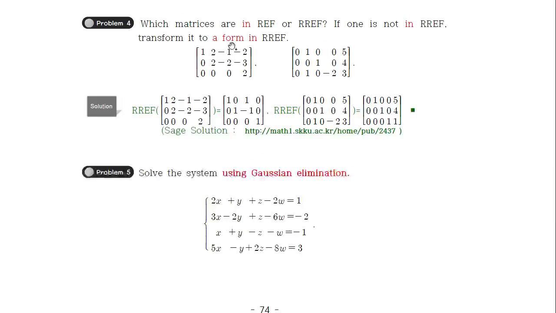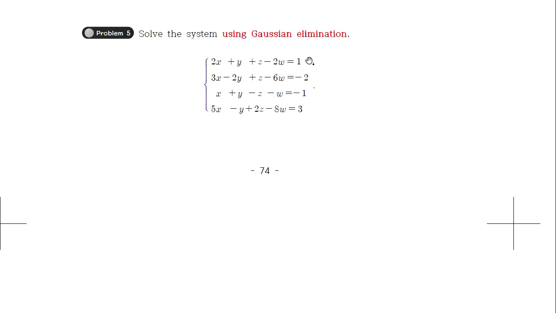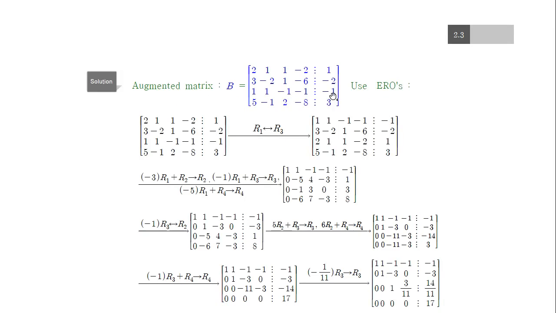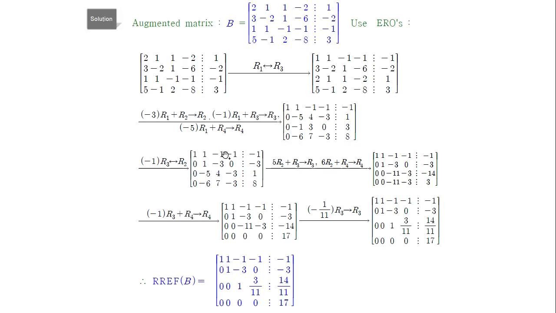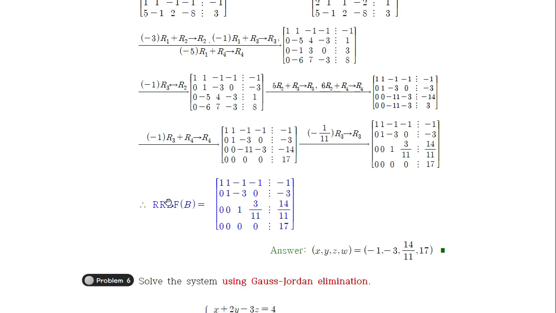Okay, you can find the RREF of this. This is the RREF form of this, and this is the RREF form of this one. Solve this linear system using Gaussian elimination. From here, you make an augmented matrix, then do the elementary row operations, and then you have the RREF like this. Then you have one free variable.